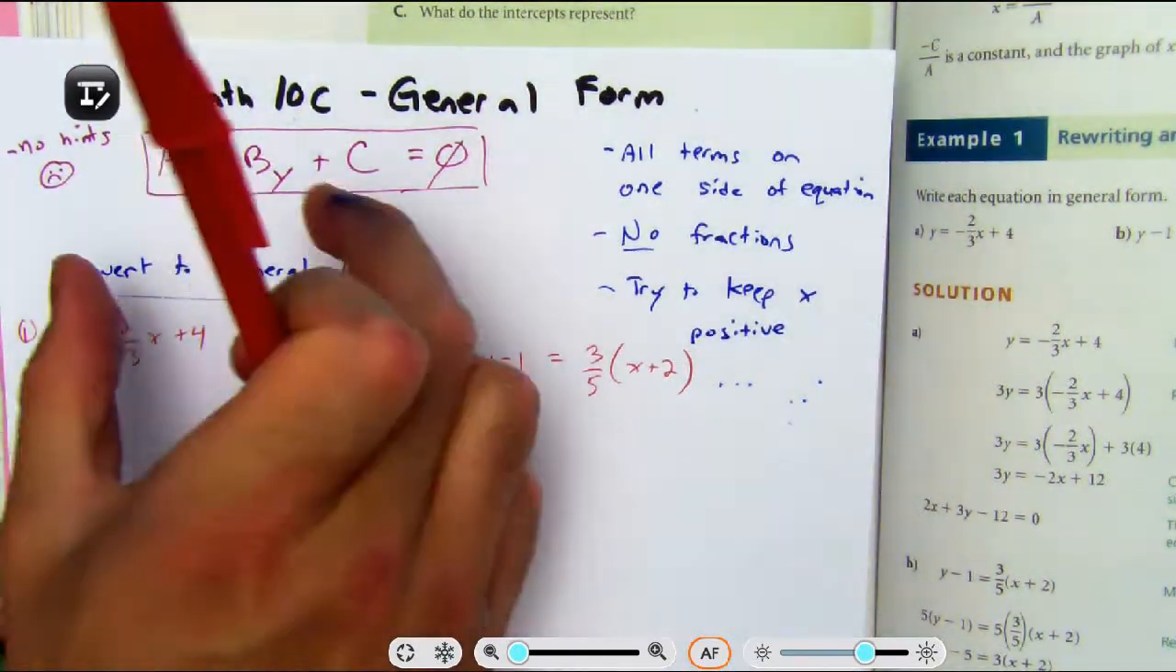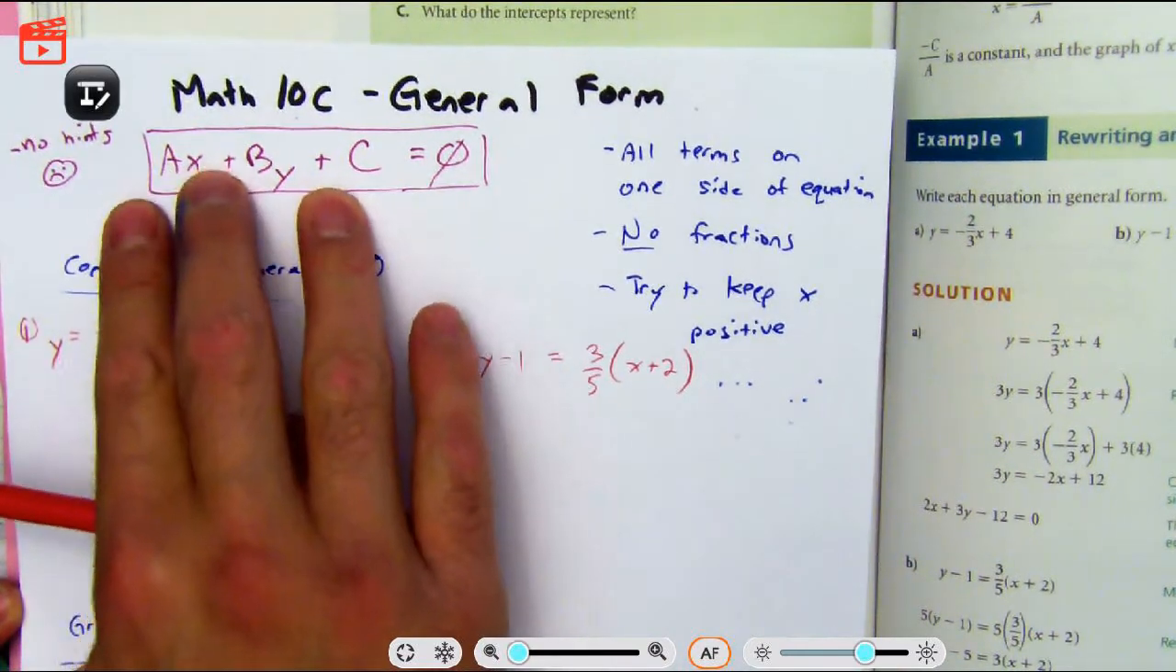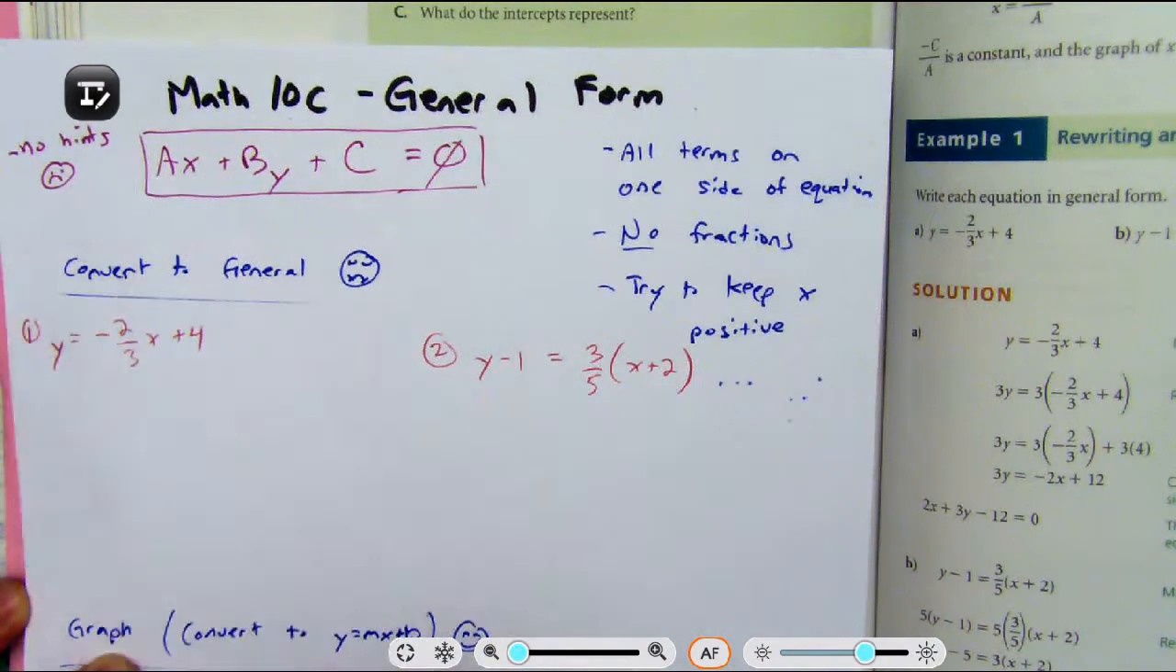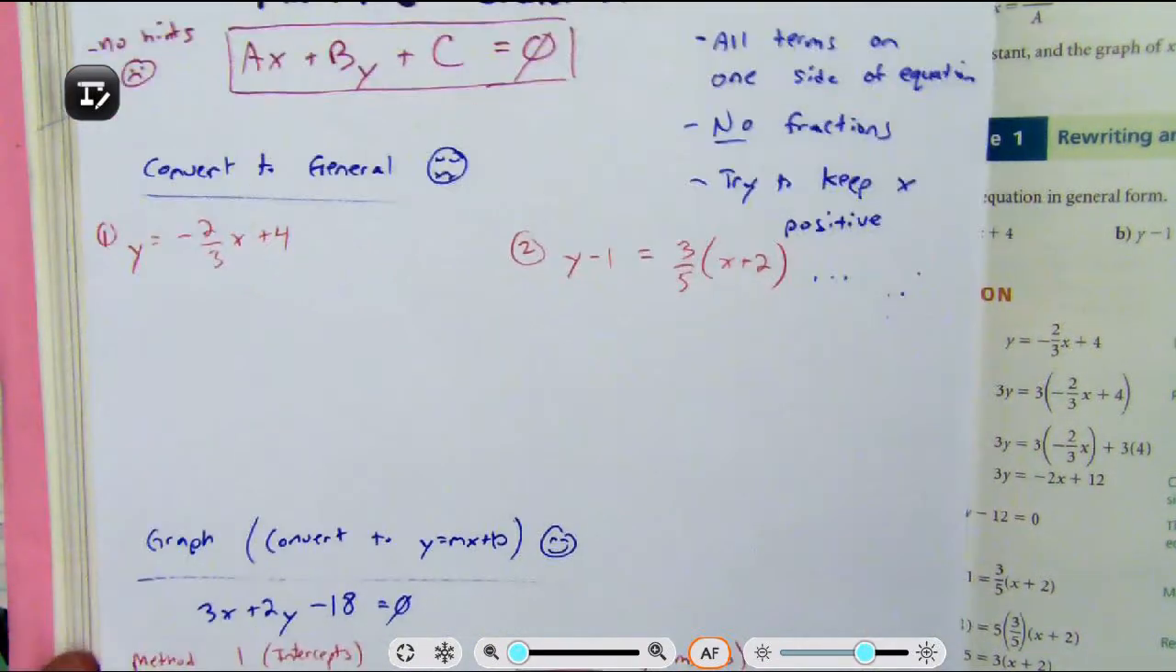So if you're deciding, because your a, b, and c can be on this side of the equation or on the other side of the equation, how do you kind of decide? Well, you usually try to keep your x value positive. Okay, that will tell you which side to go on, the left side or the right side.